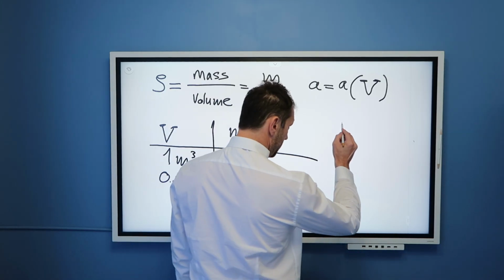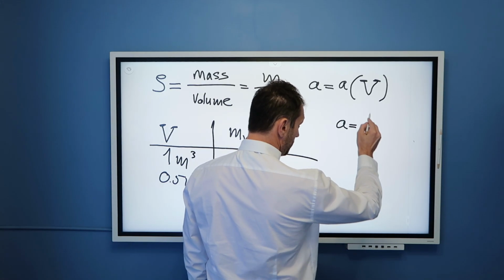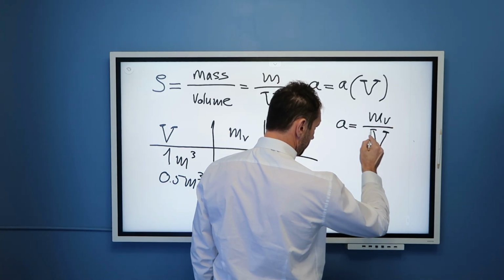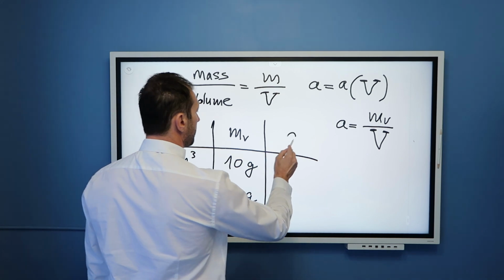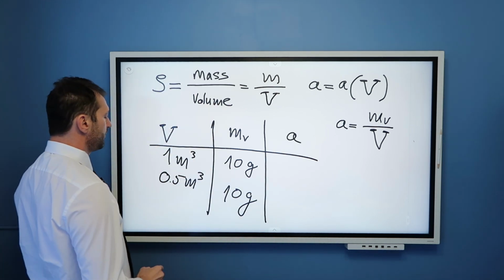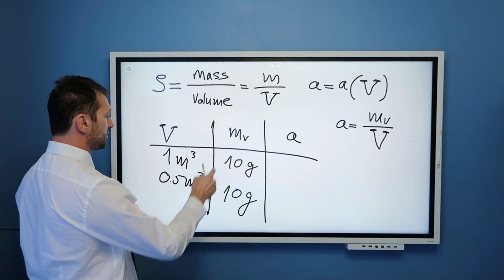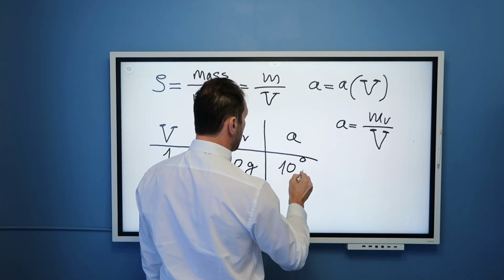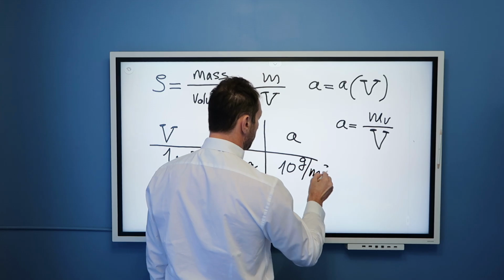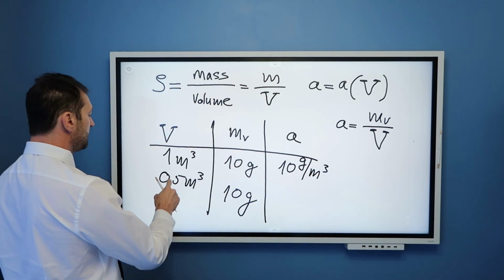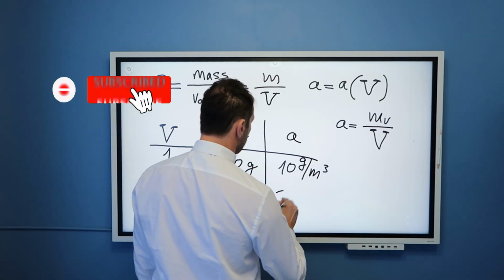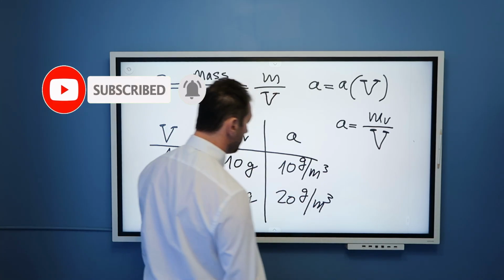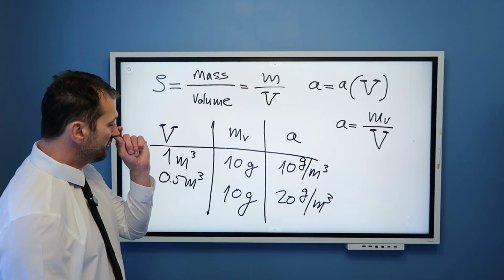Well, we know that absolute humidity is mass of water vapor divided by volume. So if I calculate here A, it will be this divided by this. 10 divided by 1 will be 10 grams per cubic meter. But how about here? 10 divided by 0.5 is 20 grams per cubic meter.